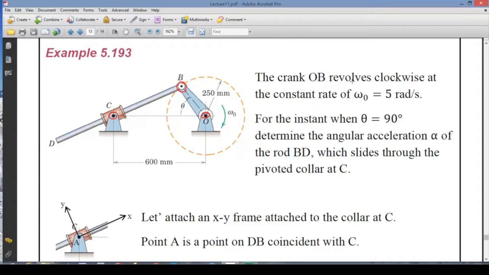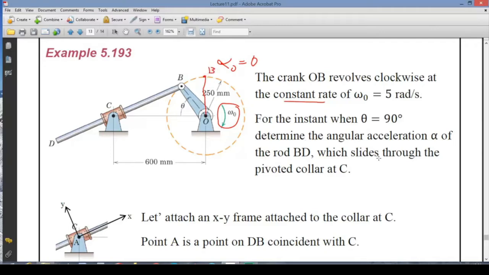Then we are given some information about the motion of this mechanism. OB rotates in the clockwise direction, shown over here, by 5 radians per second. It's a constant rate, which means alpha O would be equal to 0. Then at the instant where the angle we measure from this axis is 90 degrees, OB is aligned in the vertical direction like this. This is point D.